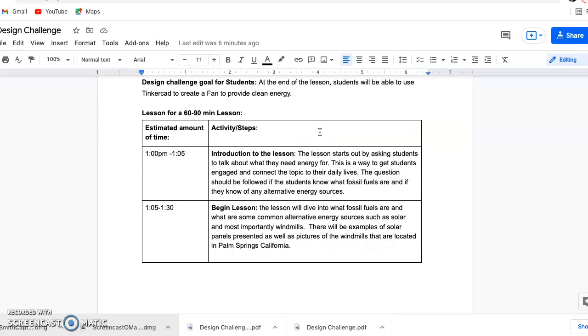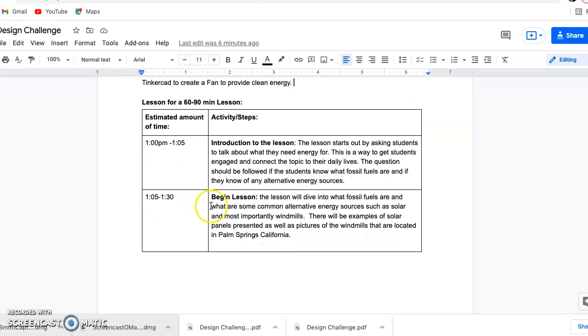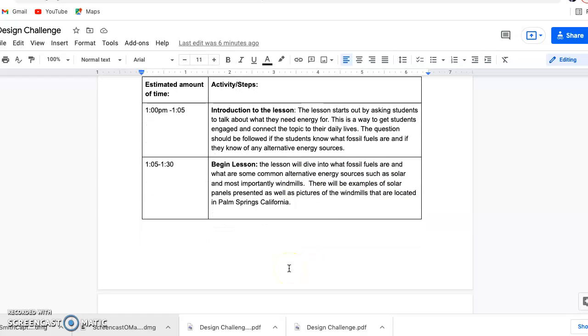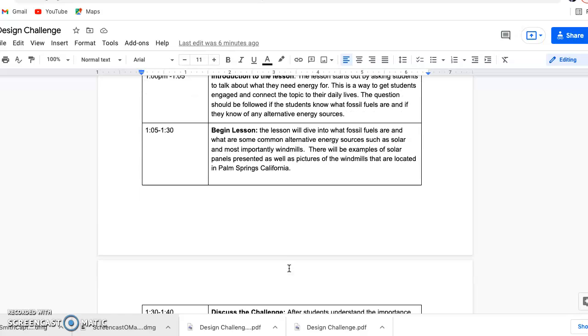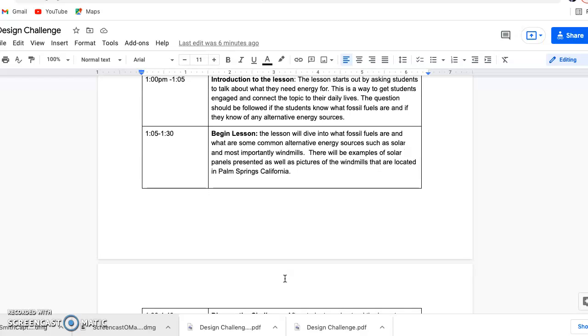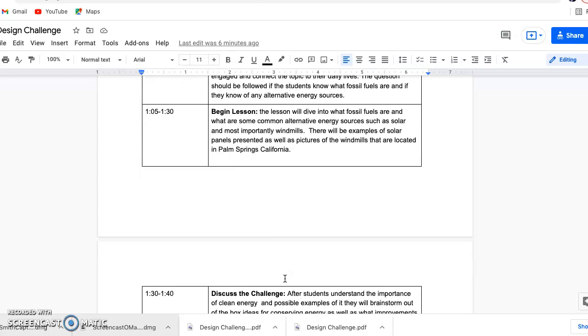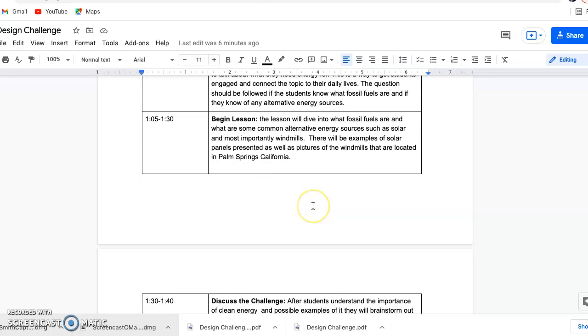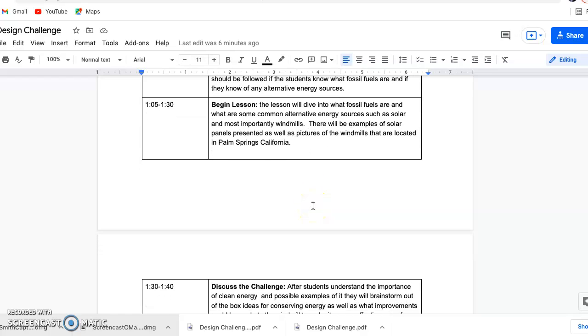So we'll jump right into the lesson. It is a full 90-minute lesson. It starts at 1 o'clock. We're going to introduce the lesson and start by asking students what they need energy for. This is just to get them interested in the topic right away, so that they feel there is some relevance to their everyday life that could help draw them in even more. And then also to dive into what fossil fuels are and if they know of any alternative energy sources.